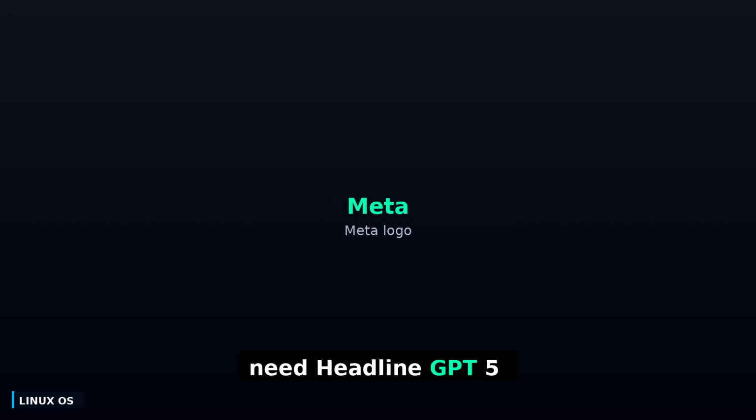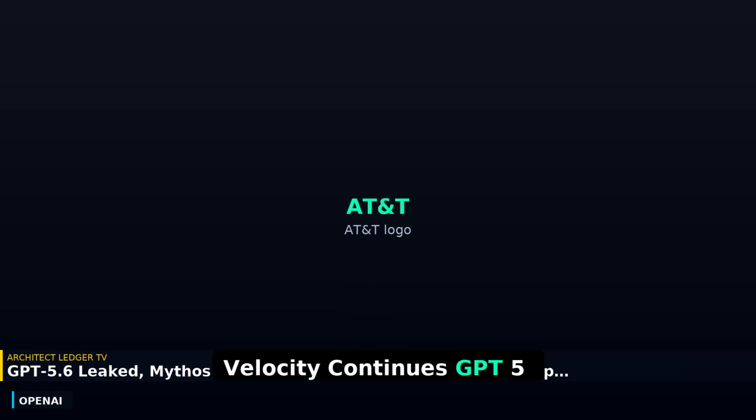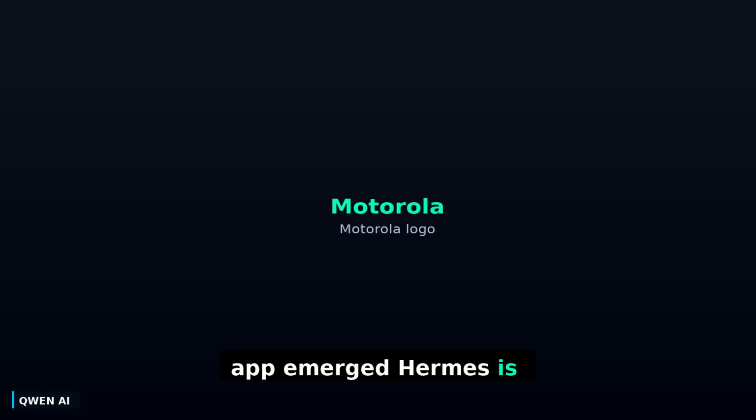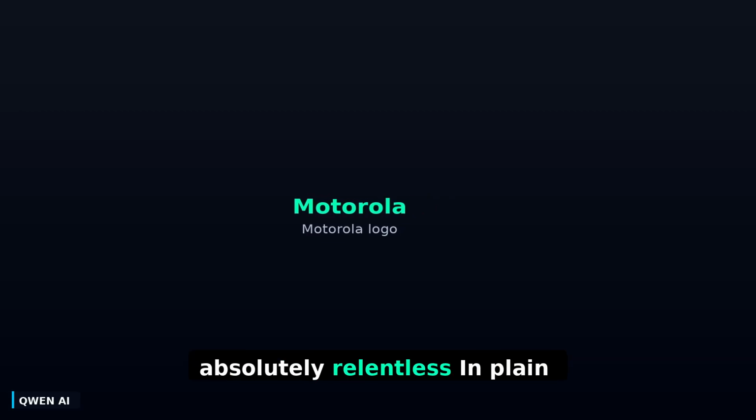Headline: GPT-5.6 leak, Qwen 3.7 Plus. The model velocity continues. GPT-5.6 leaked. Qwen 3.7 Plus dropped. A new desktop AI agent app emerged. Hermes is shipping. The pace is absolutely relentless.